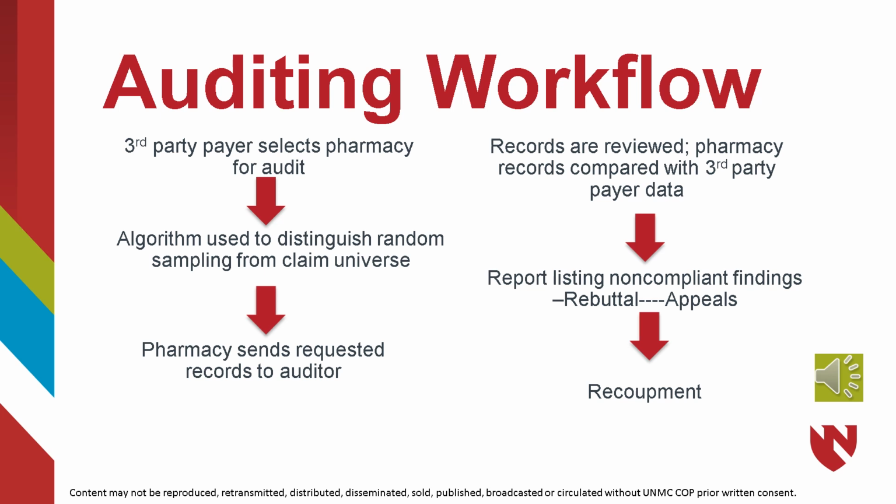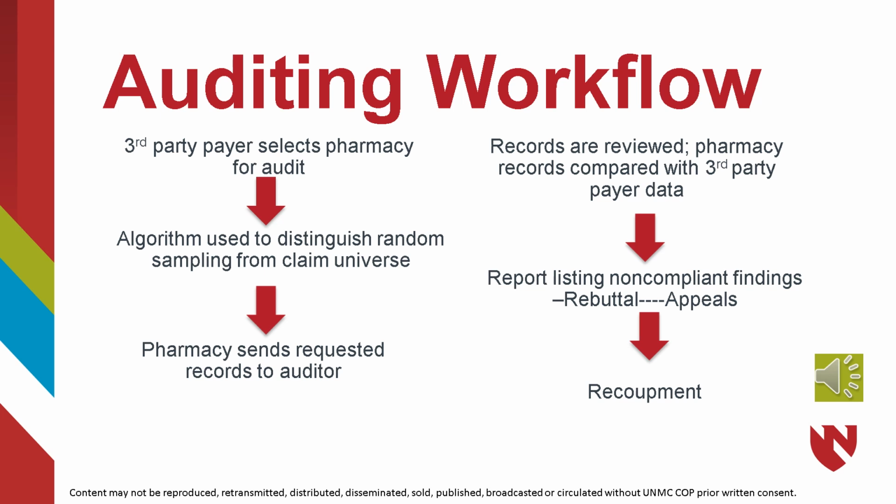Some steps are, this is a simplified version. There'll be some communication steps in between here, but another broad step is that the pharmacy sends requested records to the auditor or auditing company. The auditor or auditing company then reviews the records, and what happens during that review, partially what happens, is that the records from the pharmacy are compared with the third-party payer data to see if they match up, to see if the records are accurate. And then a report listing non-compliant findings is shared with the pharmacy.